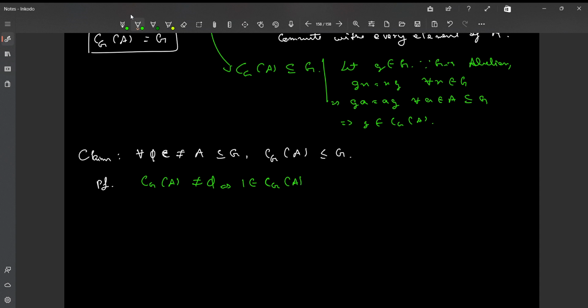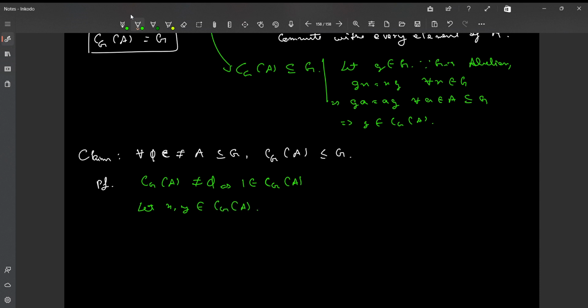Obviously, the centralizer of A is non-empty. Why is it so? Because 1 is in the centralizer of A, right? 1, the identity element, commutes with every element, because for any element a you choose from A, 1 times a is a times 1 is equal to a. So the identity element of G commutes with every element of A, whatever the subcollection A. That means the identity of G is inside the centralizer of A in G. Hence, it's non-empty. So the first point of the subgroup criteria is holding trivially.